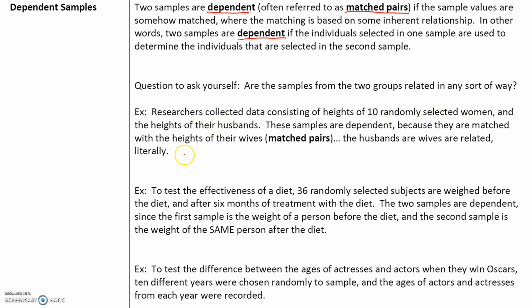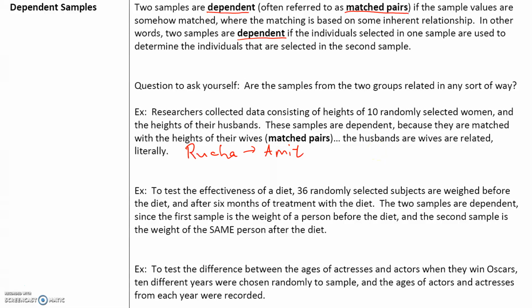My wife's name is Rucha. And to be in the study, the researcher wants to select the name of the wife and her husband. So if Rucha is selected, that means I have to be selected since I'm her husband. These samples are dependent because they're matched with the heights of their wives, matched pairs. The husbands and wives are related, literally in this case.